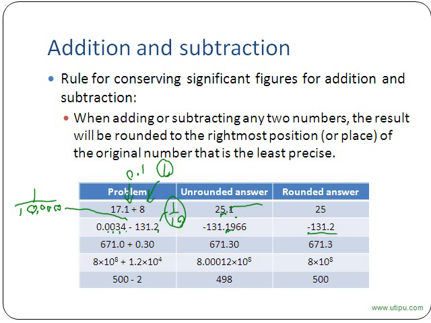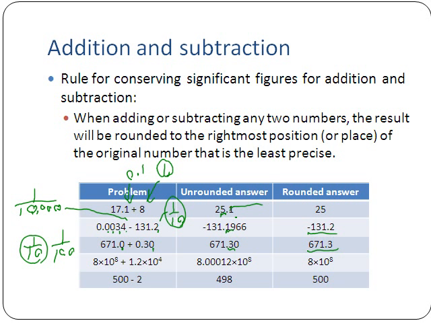Our next one, 671.0 plus 0.30. We add these two up, we get 671.30. Let's take a look at the digits here. For 671.0, the rightmost significant place is the tenths place. For the 0.30, the rightmost place is the hundredths place. So we have tenths versus hundredths. Which one is less precise? 1/10 is less precise, so we round to the tenths place. That means 671.3. The 0 gets dropped off.